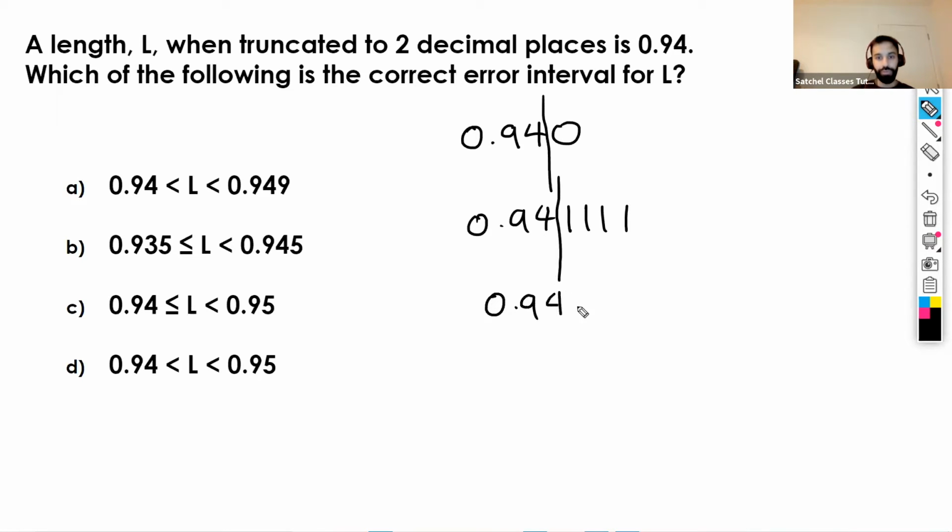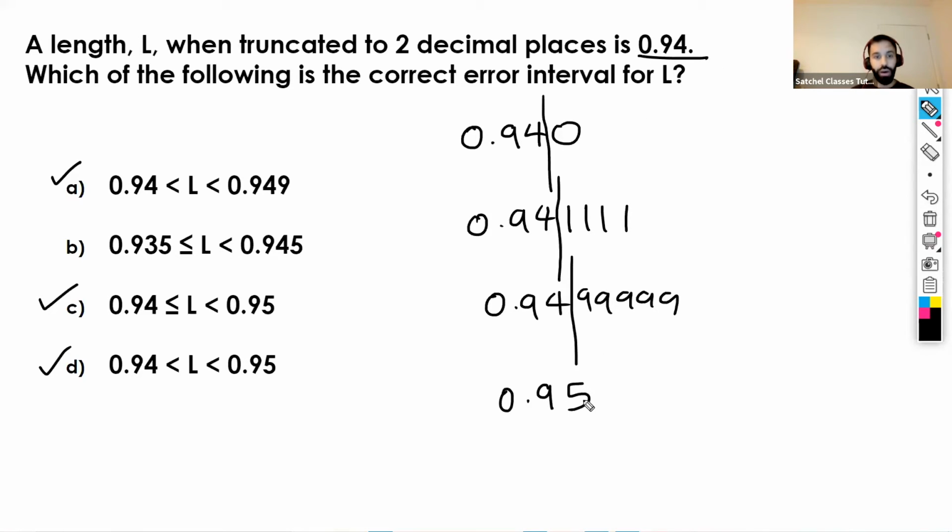Could have been 0.9499999. This would again truncate to 0.94. So our lower bound in this case would be this number here, 0.940. So our lower bound could be A, it could be C, and it could be D. What about our upper bound then? Well, the highest possible value we could have is 0.94999 recurring. The next number will be 0.95, and this does not truncate to 0.94.